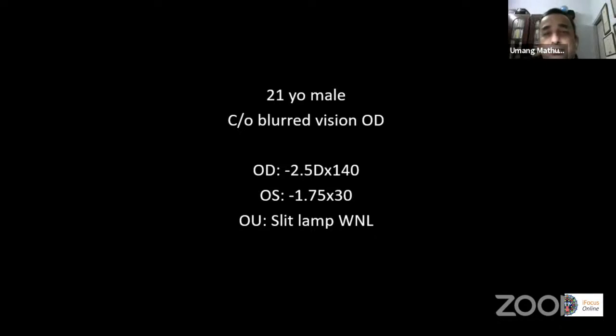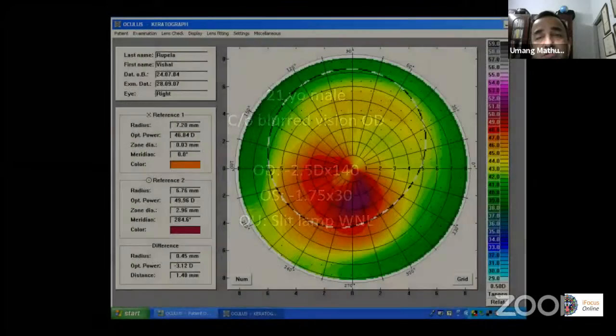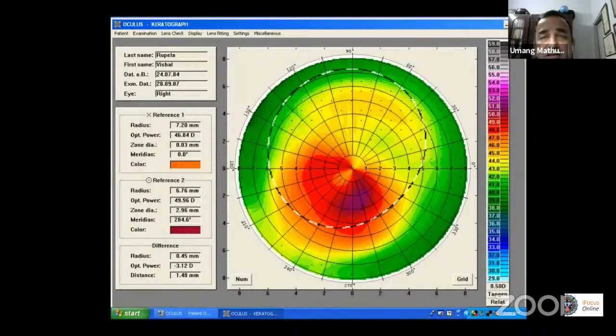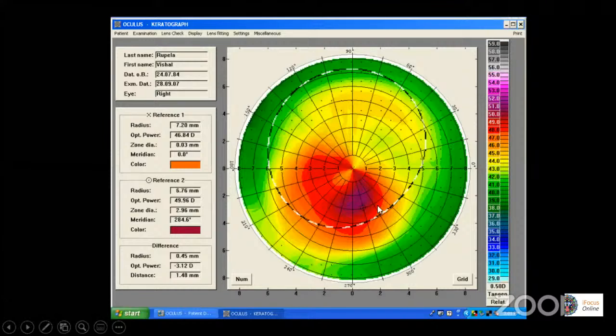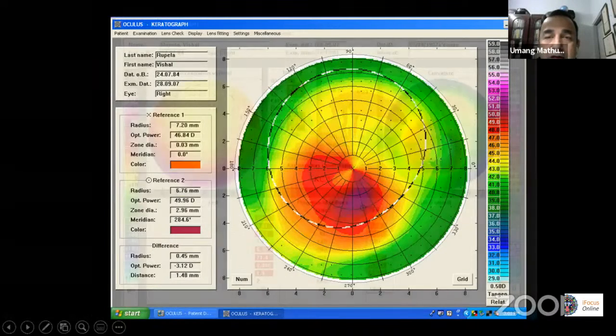Okay, so I'll shift gears now to another condition. This is a 21-year-old male with blurred vision and a very simple kind of astigmatism that we see. Slit lamp examination generally looks normal. The patient wants to get rid of glasses and you subject the patient to a topography, and this is a Placido-based topography, and you see the steep area indicating keratoconus.